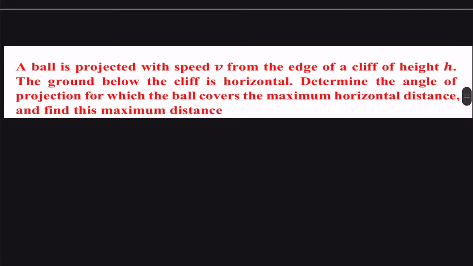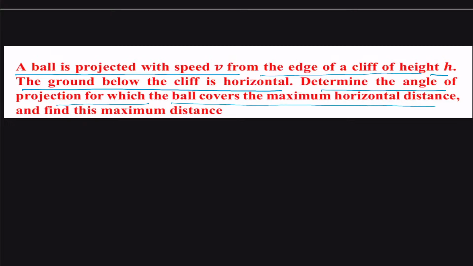Second question states that a ball is projected with a speed v from the edge of a cliff of height h. The ground below the cliff is horizontal. Determine the angle of projection for which the ball covers the maximum horizontal distance and find its maximum distance.